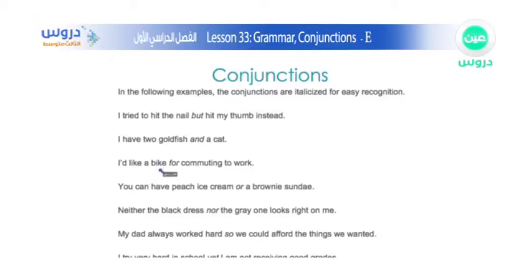I'd like a bike for commuting to work. Here we used the conjunction for. You can have peach ice cream or a brownie sundae. Here we used or as a conjunction. It's either peach ice cream or a brownie sundae.